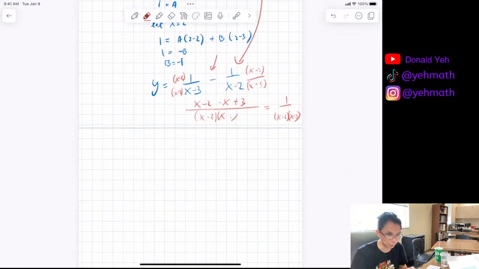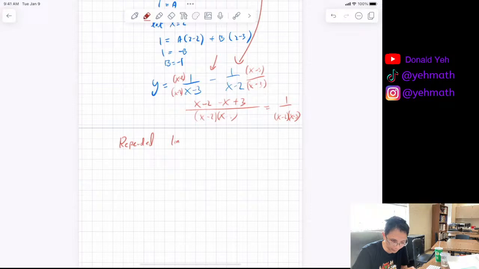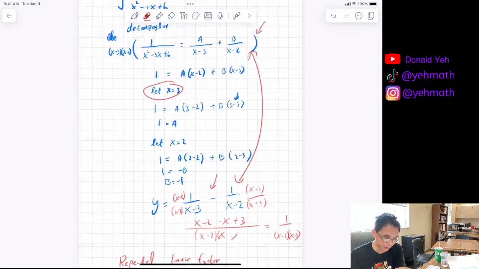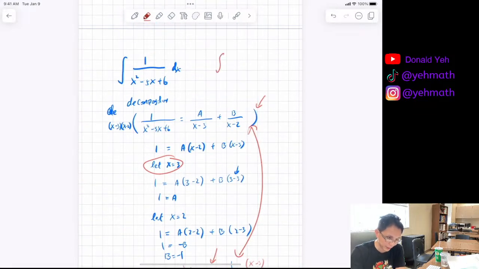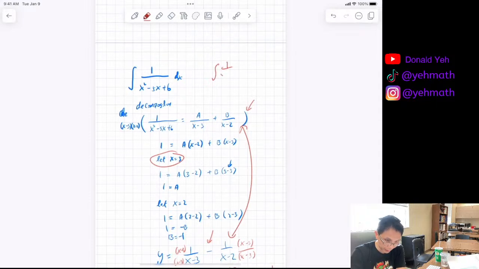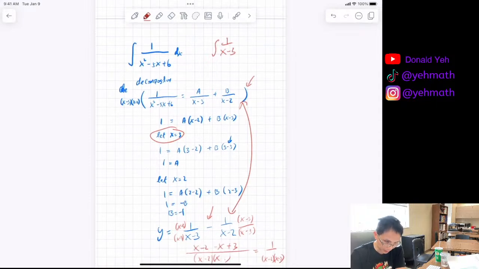Now, their second example is called repeated linear factor. That was before decomposition. So it's just decomposition. So now you know how to factor this, right? Now you're going to have 1 over x minus 3 minus 1 over x minus 2 dx.